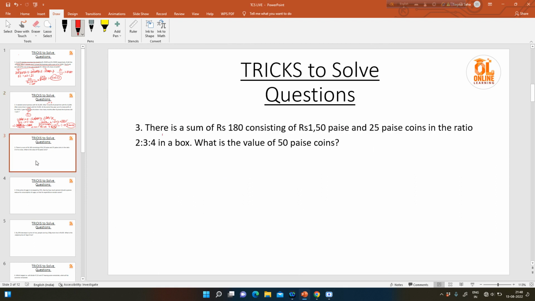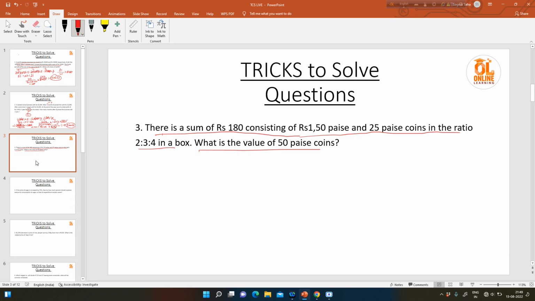It is given there is a sum of rupees 180 consisting of rupees 1, 50 paise and 25 paise coins in the ratio 2 is to 3 is to 4 in a box. What is the value of 50 paise coins? Again, I would request you, please pause the video and try it yourself, then see the solution.